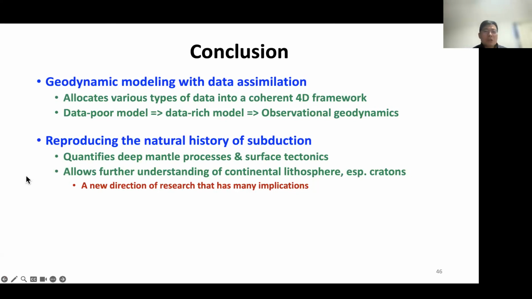And so again, reproducing the subduction history of oceanic plates, that's always our starting point, allows us to quantify the dynamic process of the Earth and also the surface tectonics driving mechanism. Another important thing is that understanding the ocean allows us to further understand the continent, especially the cratons. And this is still a relatively new direction, and that has many exciting implications.